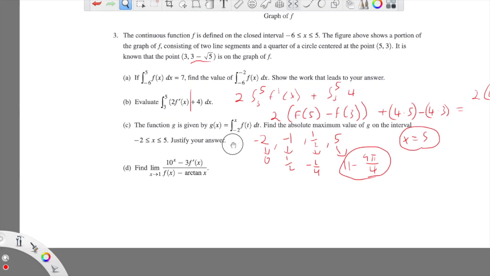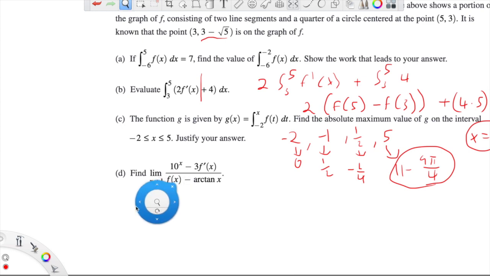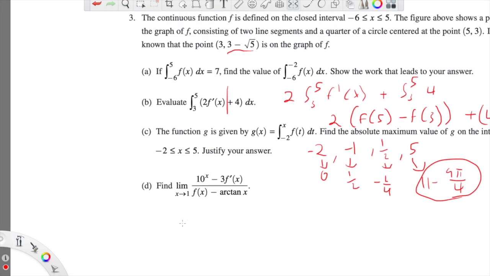Now in the final part, they ask us to solve for this limit. And so basically, as far as this problem is concerned, we can plug in 1, right? So it's going to be 10 to the 1 minus 3 times f prime of 1. So it's going to be the slope of f of x at 1 over f of 1 minus arctan of 1.